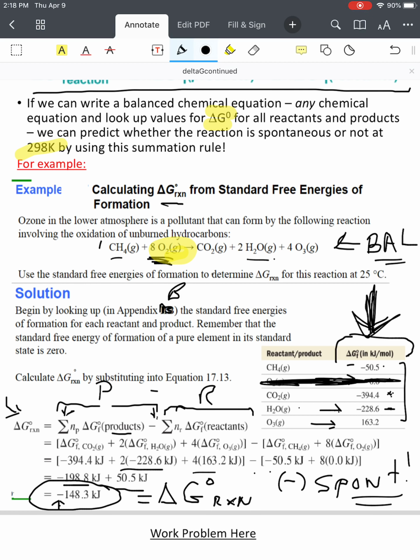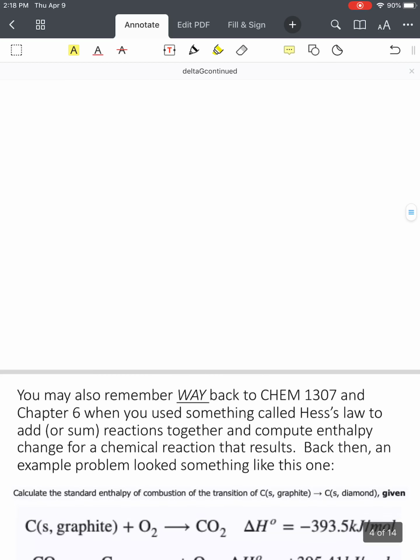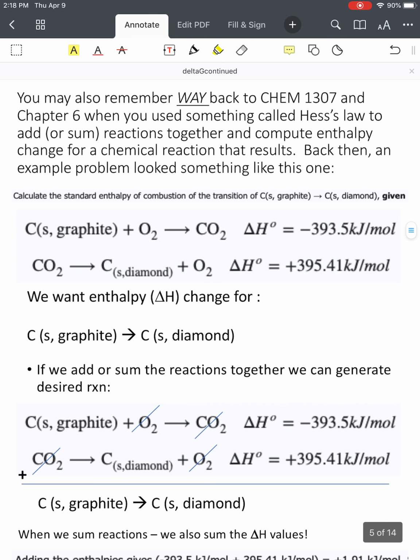That means it will happen. It doesn't mean it's fast. It doesn't mean it's slow. It doesn't really tell us anything about the kinetics. But it does say it's spontaneous. So given enough time, these things will react to form the products. So hopefully that makes sense to you, okay?